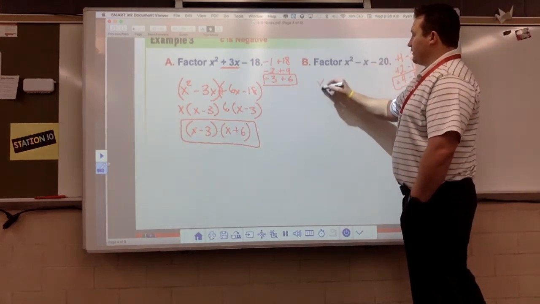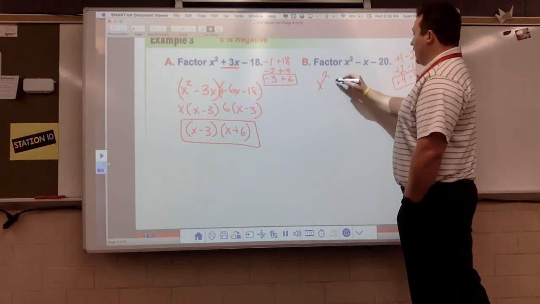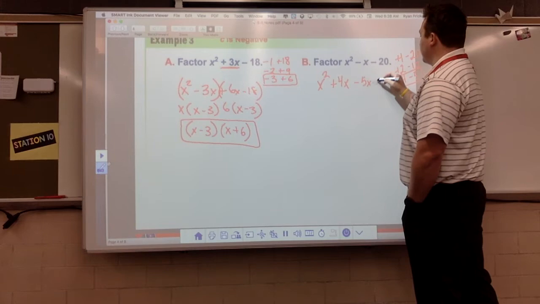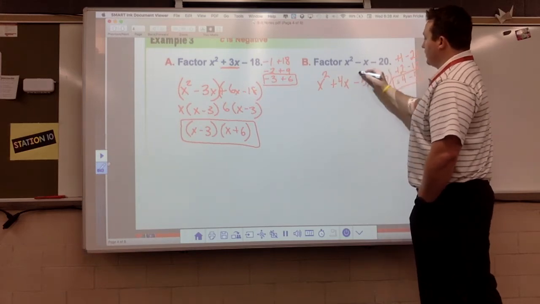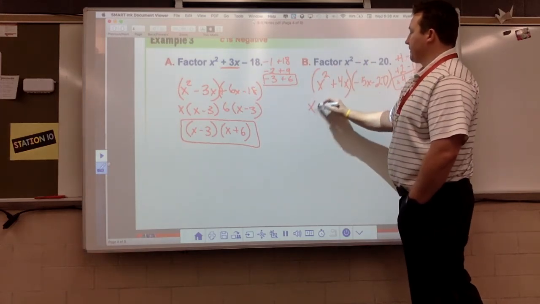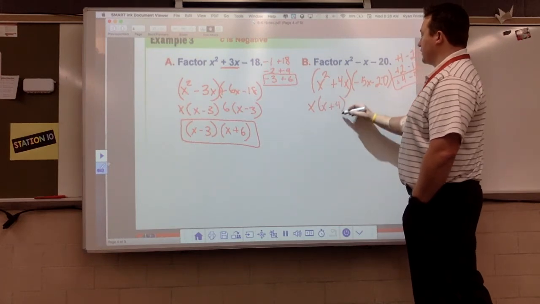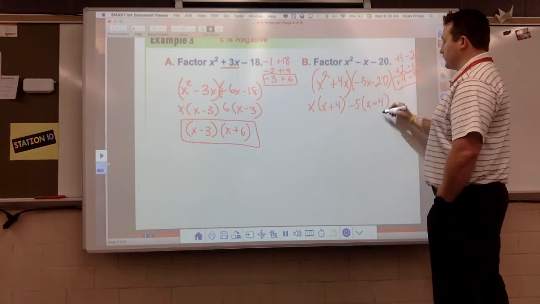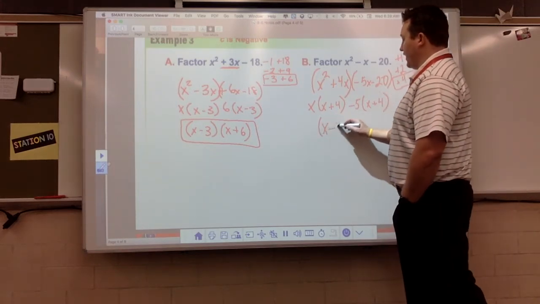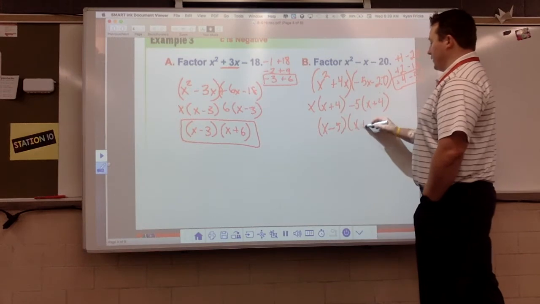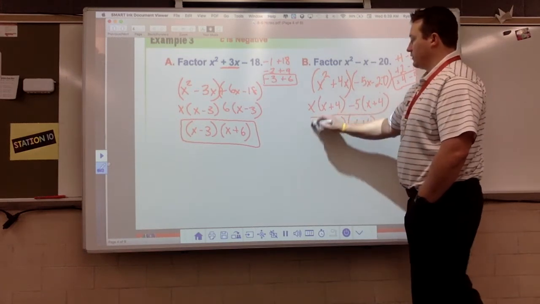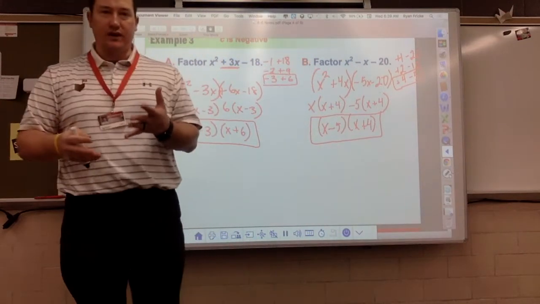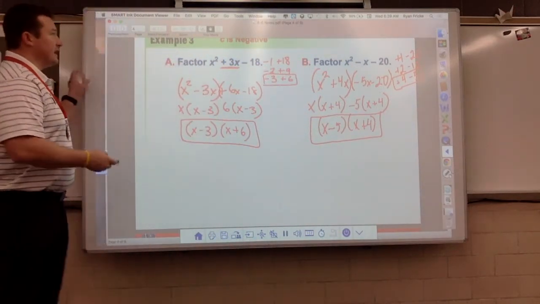Go ahead and rewrite everything. So x squared plus 4x minus 5x minus 20. Time for some grouping. This turns into x plus 4. We're going to factor out a lovely negative 5 here to turn this into x plus 4 as well. And we are all set: x minus 5 times the quantity x plus 4. Bam.